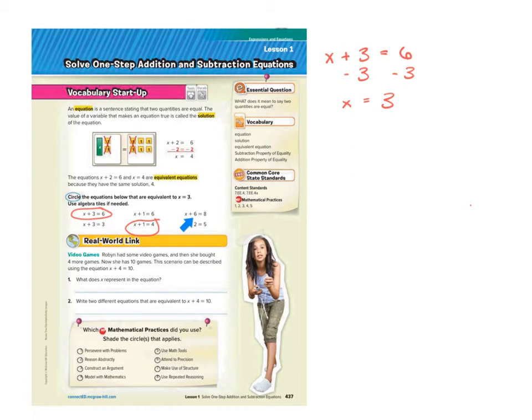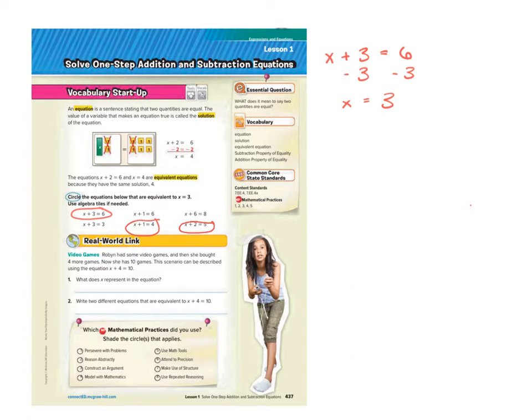Over here we're going to take away 6. Over here we'll take away 6. 8 take away 6 is 2. Nope, that one doesn't work. Subtract 2, 5, and we take 2 away. Yeah, that equals 3. So these 3 equations are also equivalent to x equals 3. All right, let's move on to the video games.